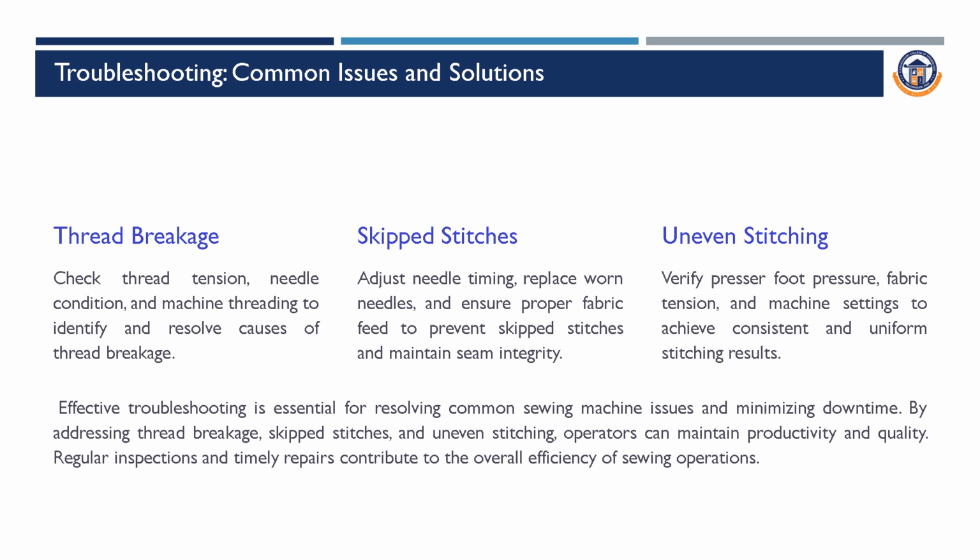Effective troubleshooting is essential for resolving common sewing machine issues and minimizing downtime. By addressing thread breakage, skipped stitches, and uneven stitching, operators can maintain productivity and quality. Regular inspection and timely repairs contribute to the overall efficiency of the sewing operation.